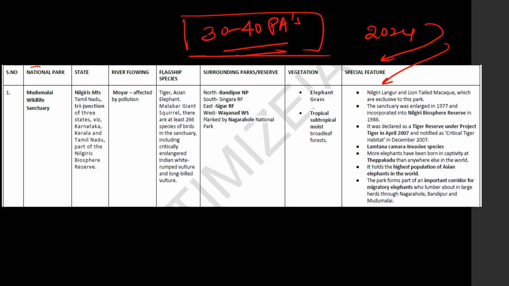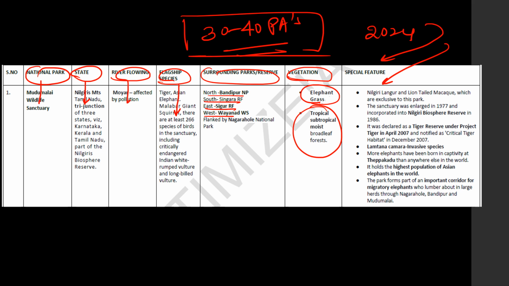You can see here the name of the national park, then which state it is situated in, then what rivers flow through it, then what the flagship species are, then surrounding national parks. You can see surrounding parks and reserves, north, south, east, west. Then what kind of vegetation is found here. You see subtropical moist deciduous forest, and then some special features. I have maintained the special features of that protected area.